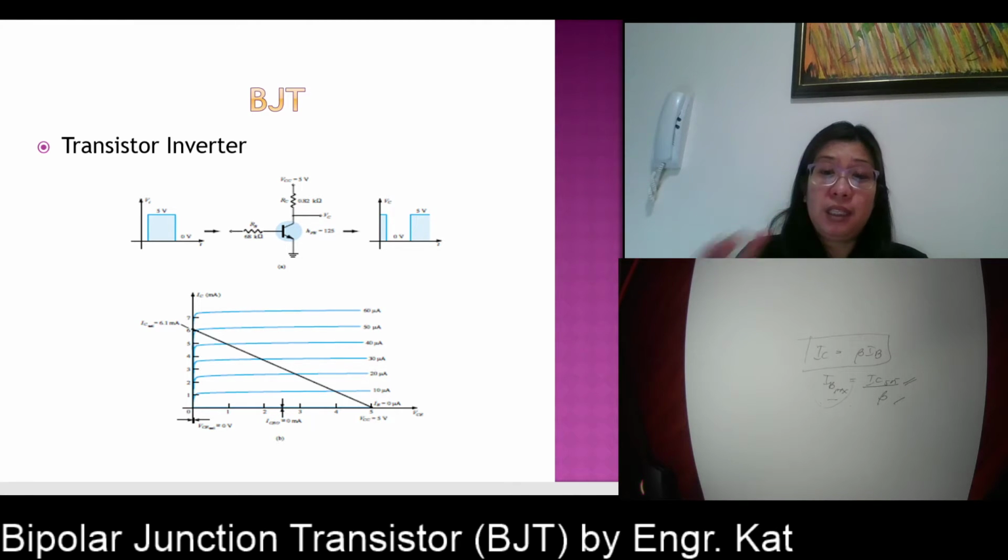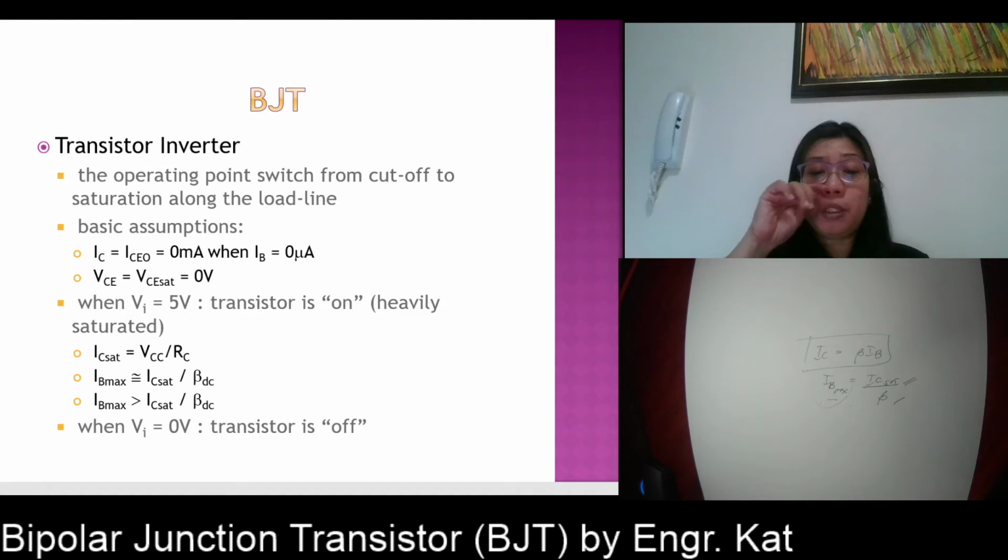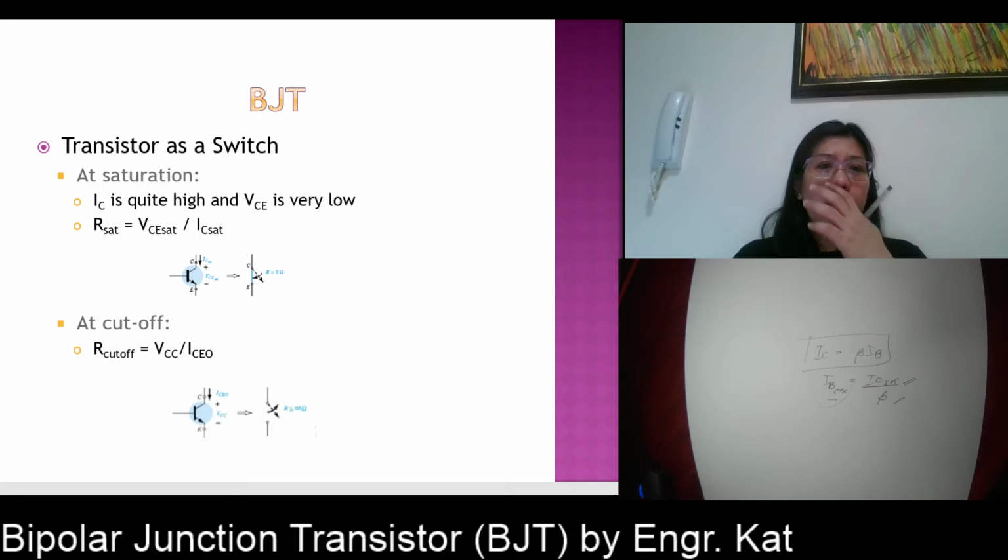But that is not always the case. You have to satisfy, of course, the following condition, okay? To make sure that your transistor is operating as an inverter or as a switch. So how does it operate as a switch? A transistor as a switch, at saturation, your IC is quite high, okay? So your IC is quite high and your VCE is very, very low.